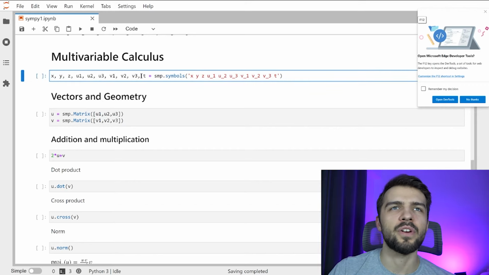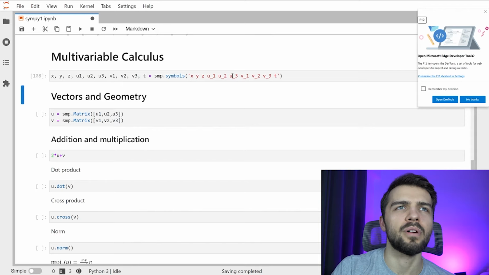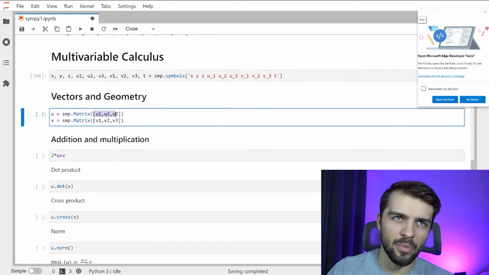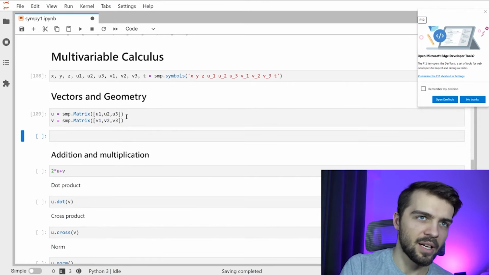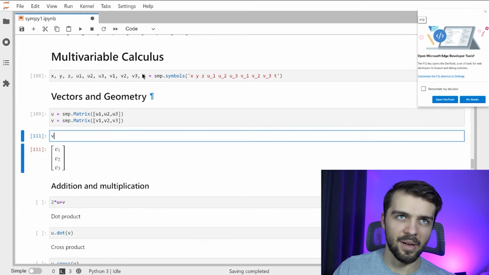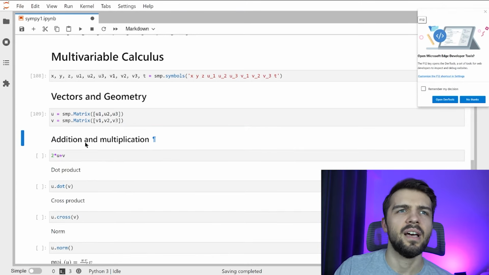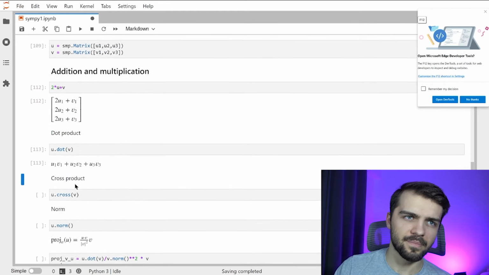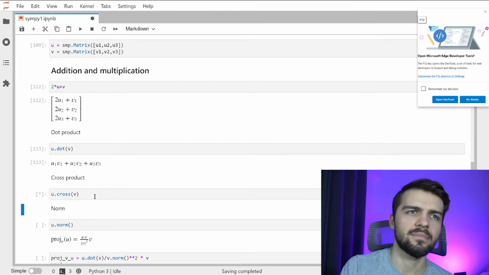So here I'm defining a bunch of variables at once. It'll be used in future problems here. I can define vectors as sp.Matrix. I give an array of u1, u2, u3. These are variables. So two vectors here, u and v. I can look at them and they show up as vectors like this, right? And I define them explicitly like that. I can do vector addition, right? I can do dot product. I can do cross product.